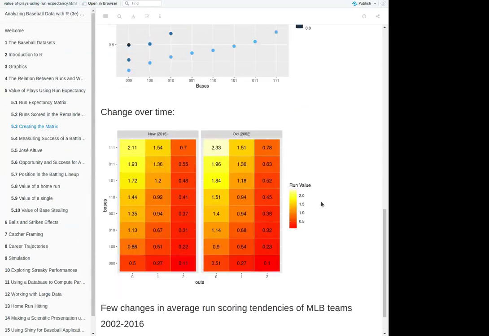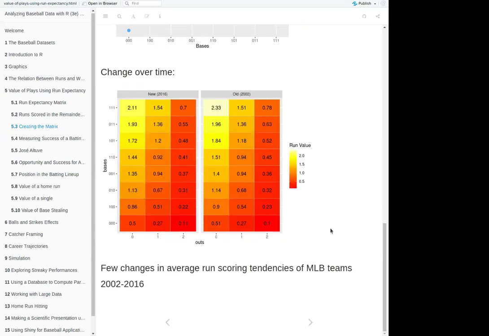So we can also look at this over time, which I thought was really interesting. The book plotted 2016 and 2002, which, new at this point, 2016 comes with some air quotes. But even across this time period, we can see that the matrices don't really change much. There's very few changes in the average run score tendencies from 2002 to 2016, which I thought was interesting to see, especially given our past sessions. We've looked at things changing over time, and that's always an aspect I found interesting.